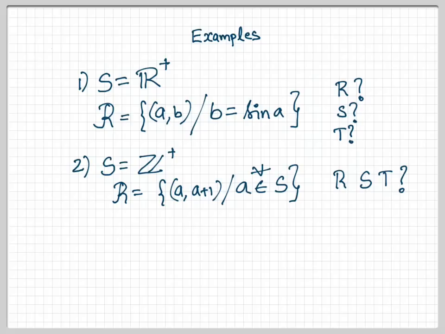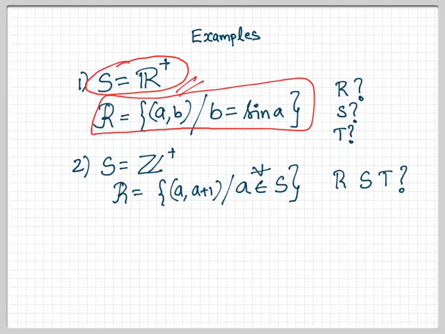Let's see the first example. My S is the set of all positive real numbers. As you know, it's an infinite set. We have been seeing finite sets so far, but right now I'm going to consider this infinite set. And R is defined as (A, B), where B is sine of A. You know that whenever A is a positive number, sine of A gives you a positive number B, or even a negative number, or even 0. But you know very well this lies between 1 and minus 1. It takes all possible values between 1 and minus 1.